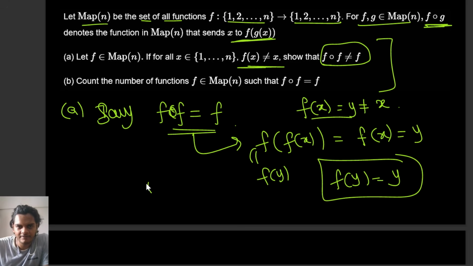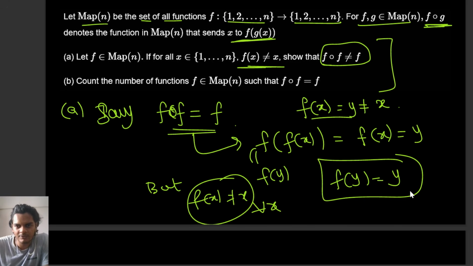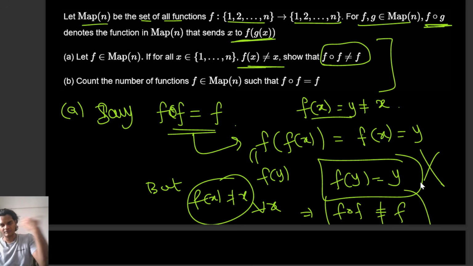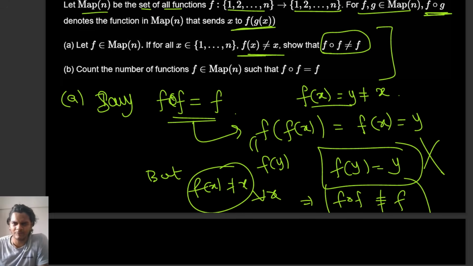But f of x not equal to x for all x. So this does not happen. So this is a contradiction. That implies f of f is not equivalent to f. Is that clear? So this is the way you prove contradiction, which is normal.